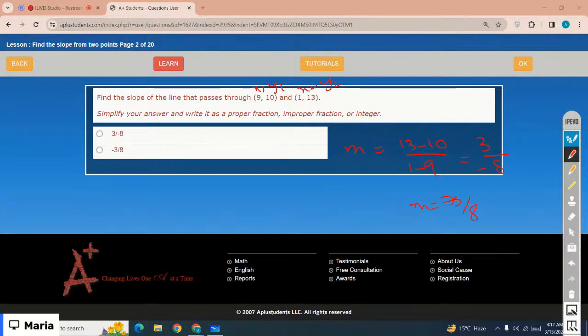The correct option is negative 3 over 8. Got it? The slope is negative 3 over 8. Option number 2 is the correct option. Option 1 or 2, they both are exactly same. If you write the negative sign in the numerator or in the denominator, that is exactly same, right?